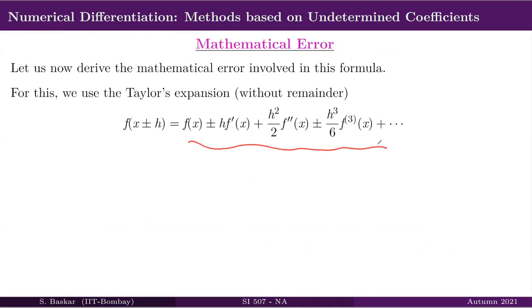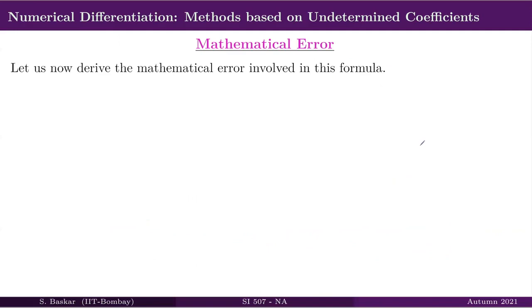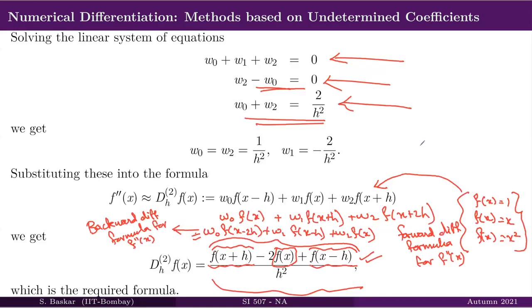Remember, don't try to fix the remainder term at this stage itself, because when you substitute these expressions into your formula, certain terms will get cancelled, and then you will have some terms which are leading in your expression. Now that leading term has to be frozen as the truncation error in your Taylor formula.